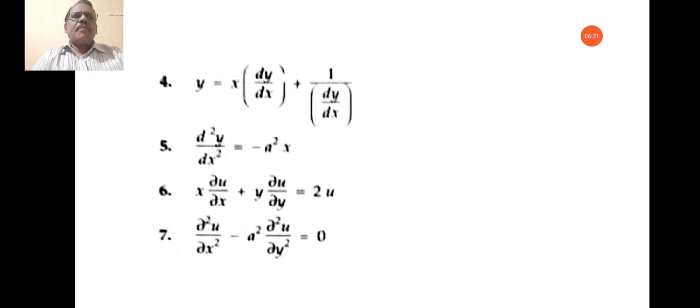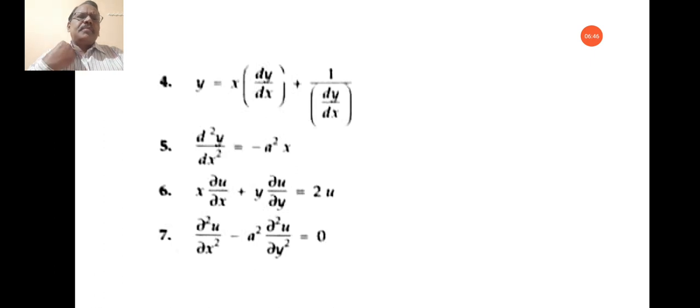Fifth, d square y by dx square is equal to minus a square x. So clearly it is a second order and first degree equation.